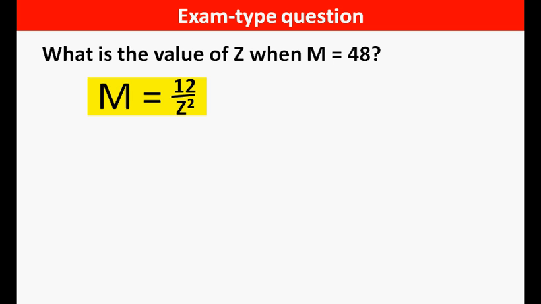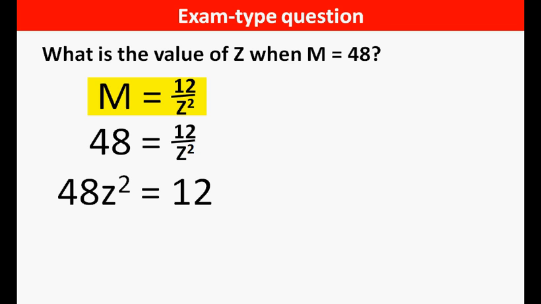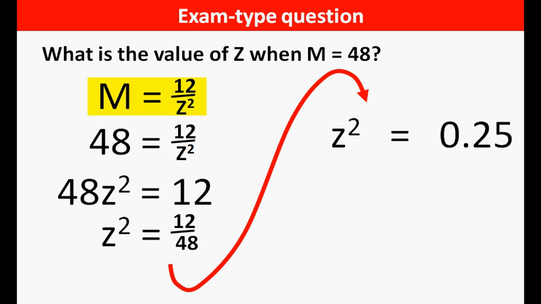If I multiply both sides by z squared, I get 48z squared equals 12. If I divide both sides by 48, I get z squared is 12 over 48, which is 0.25. So z squared is 0.25. So z is the square root of 0.25, which is a half. Z is a half. So when m equals 48, z is a half.